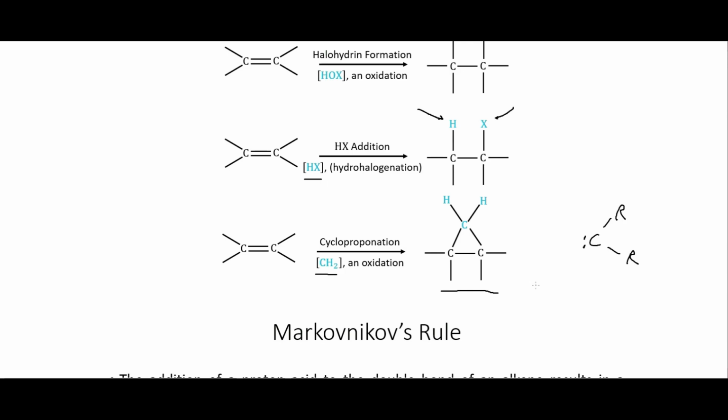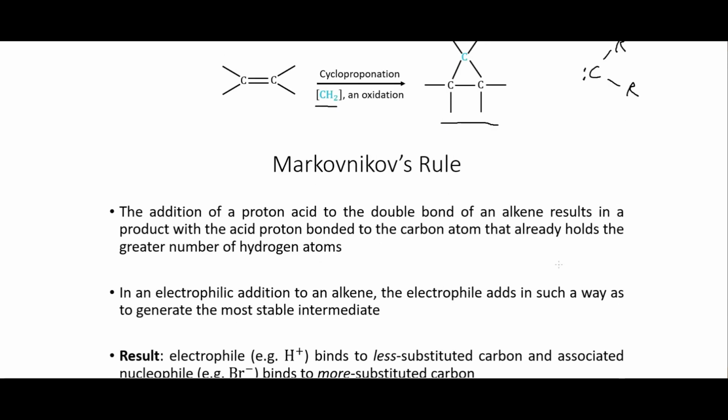But there is this important thing that I hinted at earlier that I need to introduce, which is called Markovnikov's rule. And this can be stated essentially in two different ways. So the first one is that the addition of a proton acid to the double bond of an alkene results in a product with the acid proton bonded to the carbon atom that already holds the greater number of hydrogen atoms.